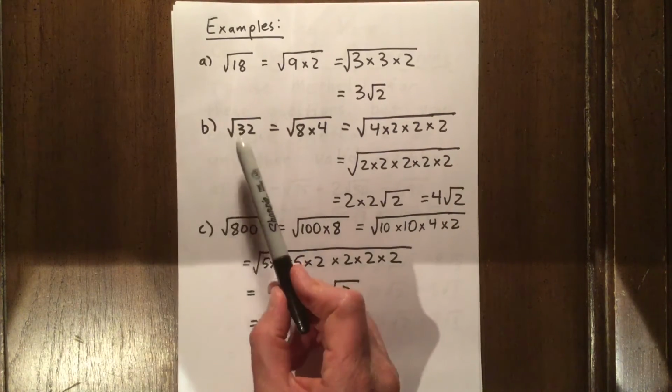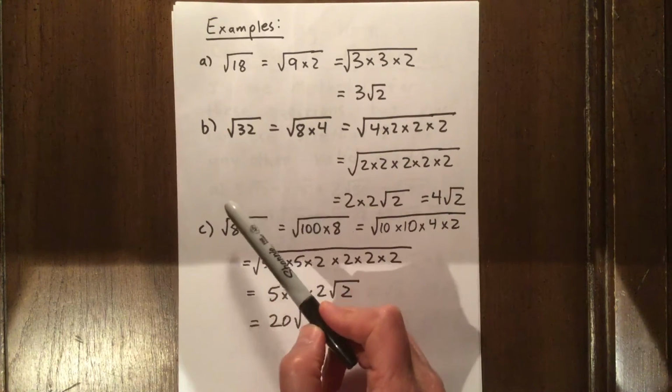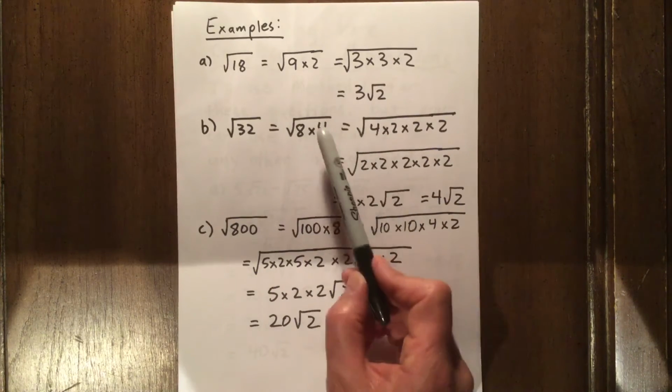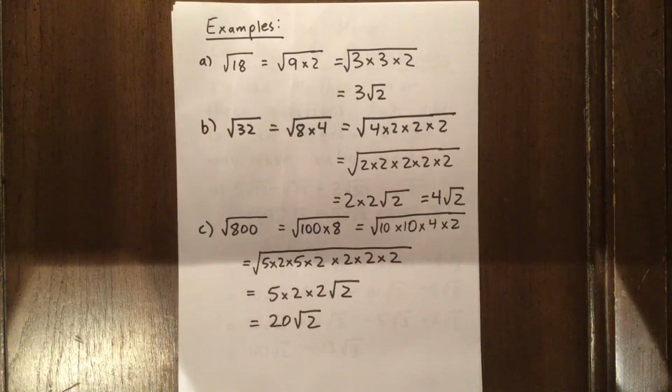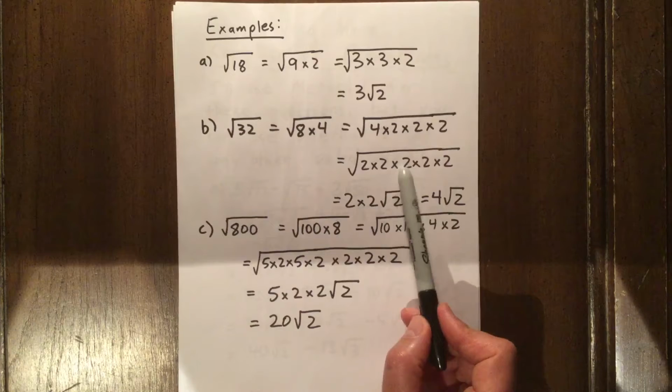Let's try another one. Root 32. I might say to myself, okay, 32 is the same as 8 times 4. I can re-express 8 as 4 times 2, and I can re-express 4 as 2 times 2. And I can re-express this 4 as 2 times 2. So what I end up with under the square root is 2 times 2 times 2 times 2 times 2.